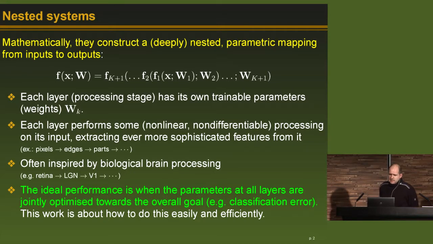The problem that this has is that constructing systems in this way, even though it is very intuitive and can work very well, leads almost always to non-convex problems. And the reason is that when you compose functions, even if they are convex, then typically you end up with non-convex functions. These are much more difficult to train. And this is what this work is about. It's about presenting a general strategy to optimize nested systems easily and efficiently.